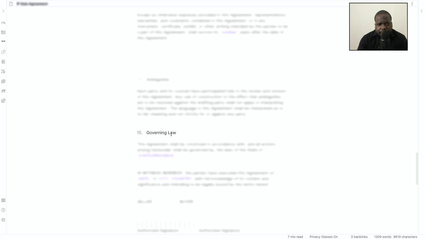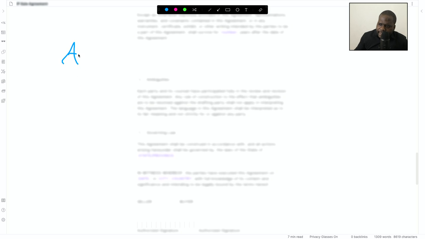But what I find really important is the governing law. Most people underestimate this, but this is really important, and please don't do this wrong. Because when you look at this, it's important that you have the correct country. So let's say we have A and we have B. A is in the US, and B is in the UK.